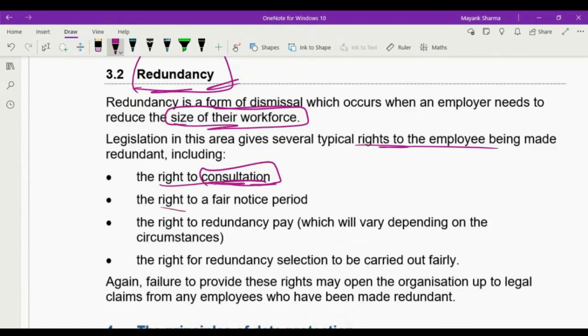Next, a right to a fair notice period. Even if the workforce is redundant, you can't lay off anyone with immediate effect. What you need to do is respect the terms of contract, and if the terms of contract include any notice period, then the employee should be given a fair notice period.